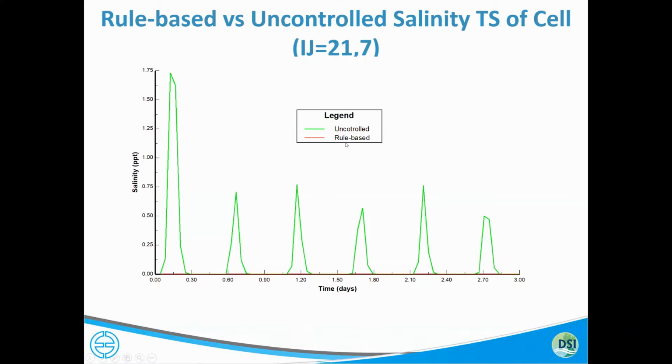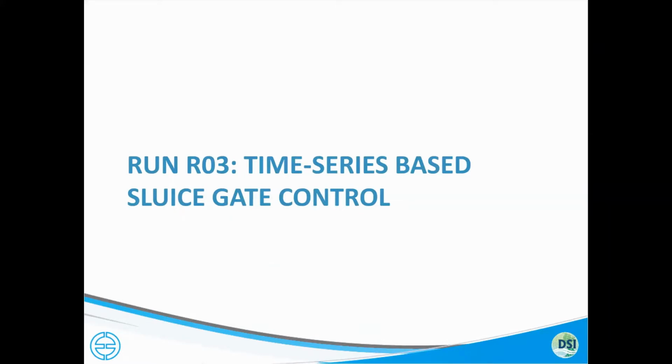So in the rule-based case that we just created, that is this red line, and essentially it's just being drawn essentially as 0. And so with this rule-based approach we have prevented the salinity intrusion upstream by changing gate operations with time that are controlled by the tide levels. So this is a rule-based controlled example.